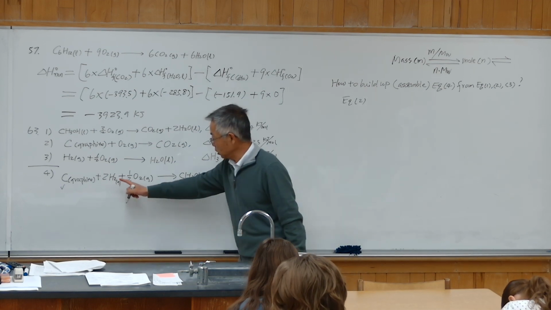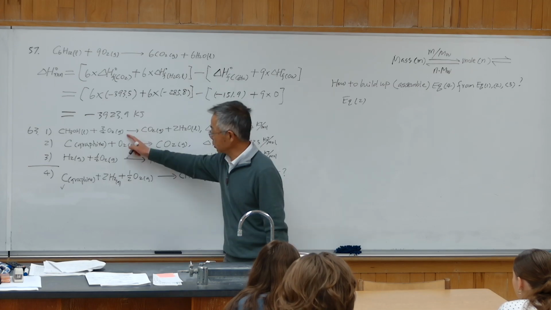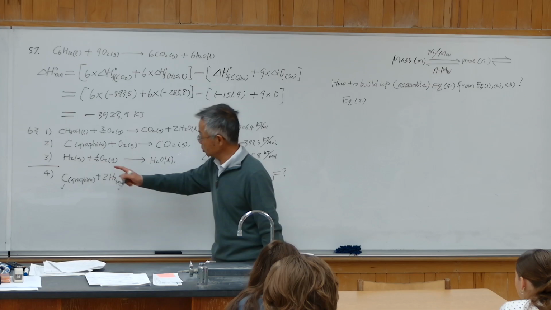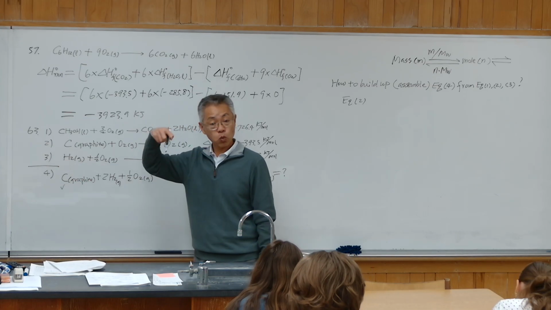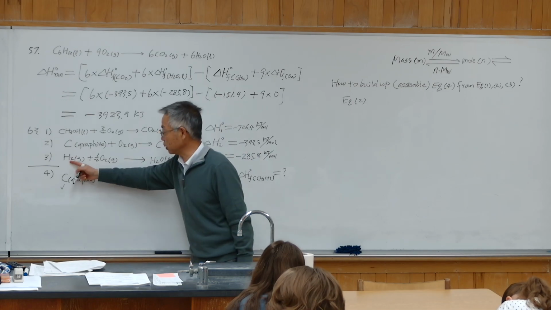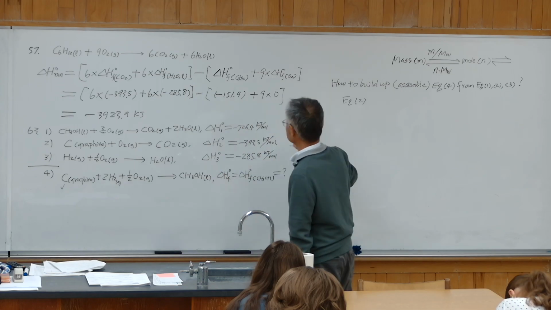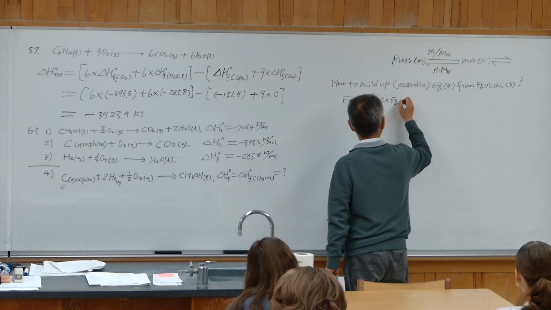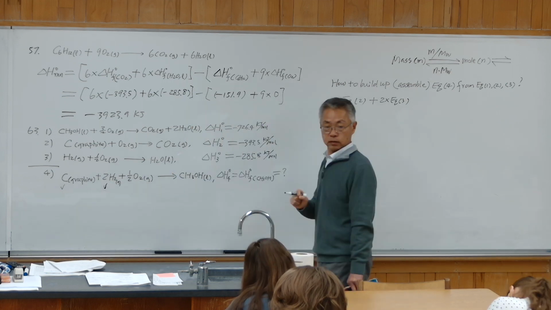And we need 2 hydrogen gas. Which equation gives you hydrogen gas? Equation 3 provides 1, but we can multiply by a number. So equation 3 provides hydrogen, but only 1, so we multiply equation 3 by 2. So plus 2 times equation 3, then we get hydrogen.